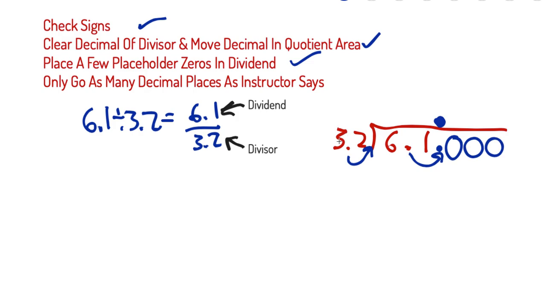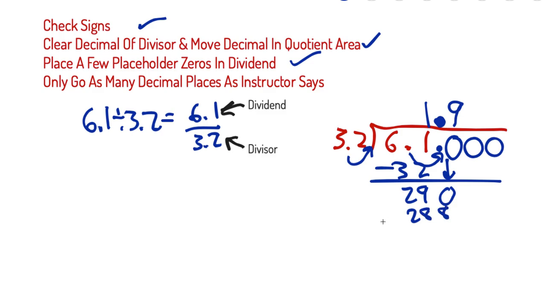So now 32 into 61 goes one time. 1 times 32 is 32. Draw the line, change the sign. 61 minus 32, that's 29. I'm going to drop one of my zeros here. So 32 into 290 goes 9 times, because 9 times 32 is 288, which is awesomely close to 290. Draw the line, change the sign. 290 minus 288 is 2. I'm going to drop another 0.